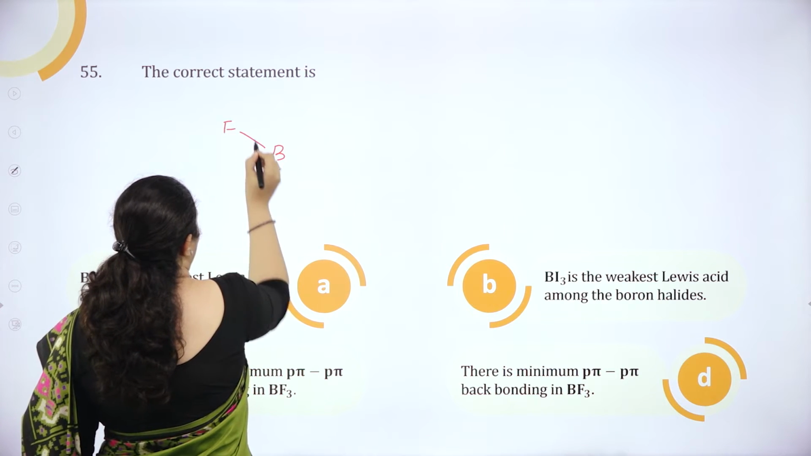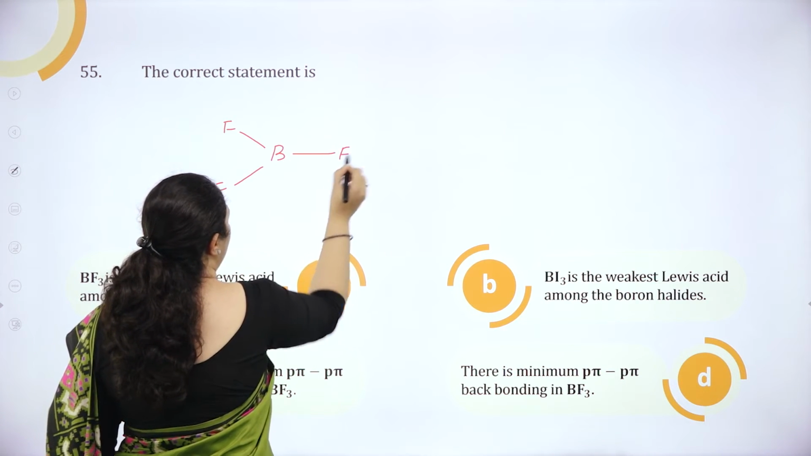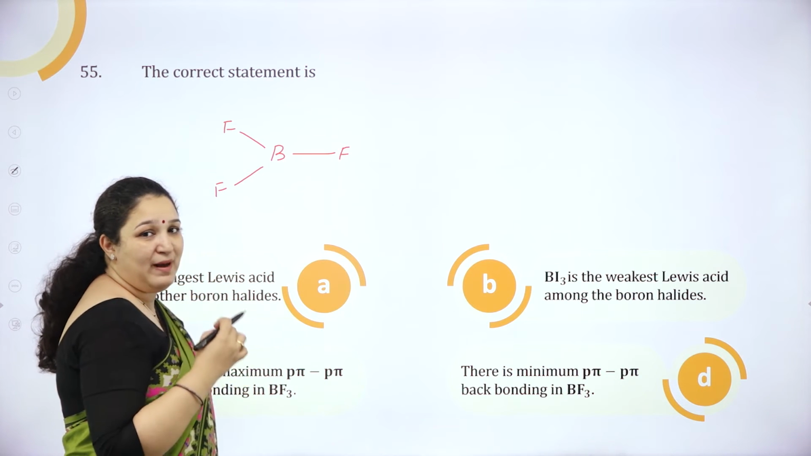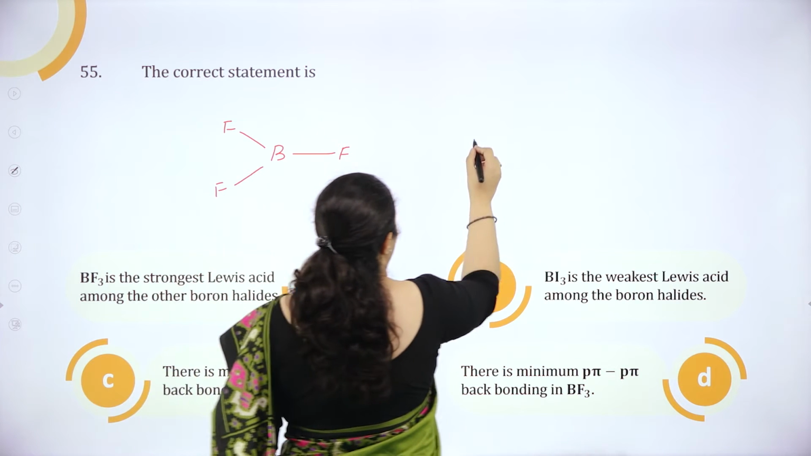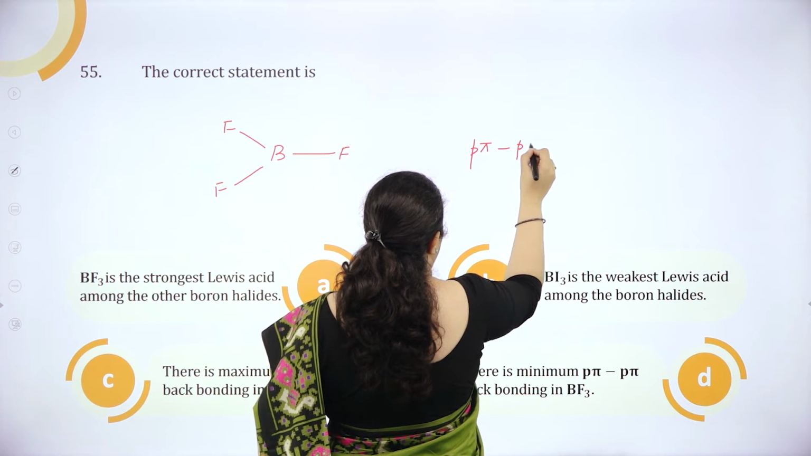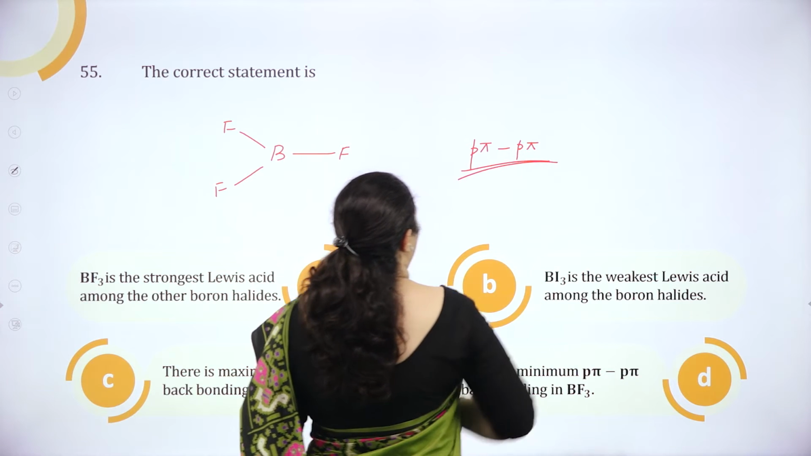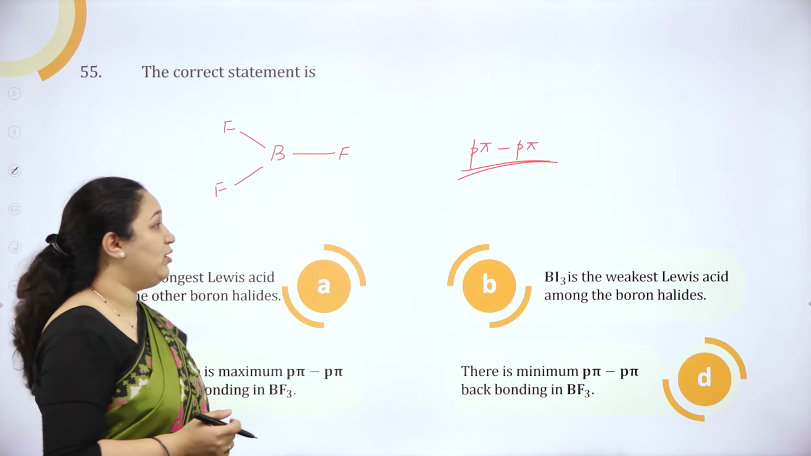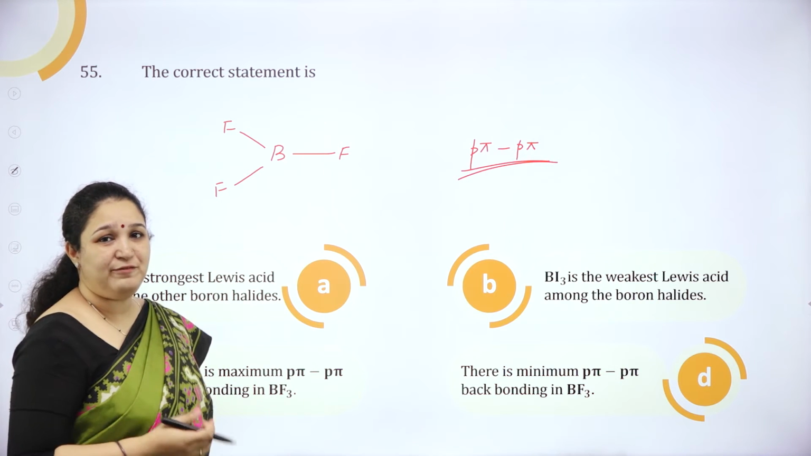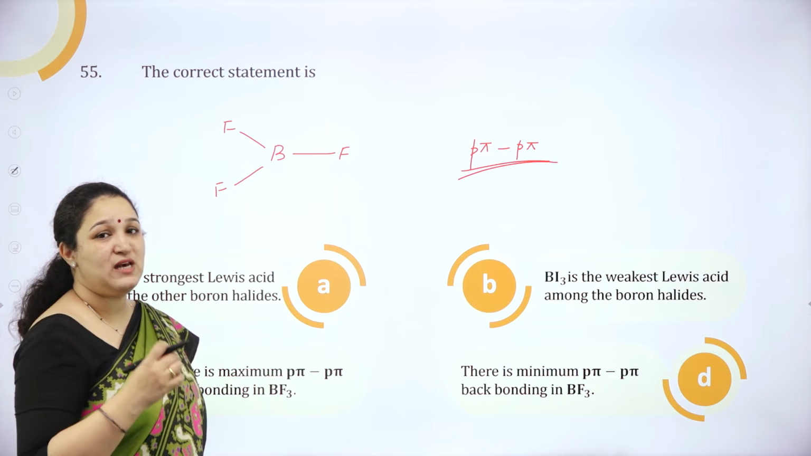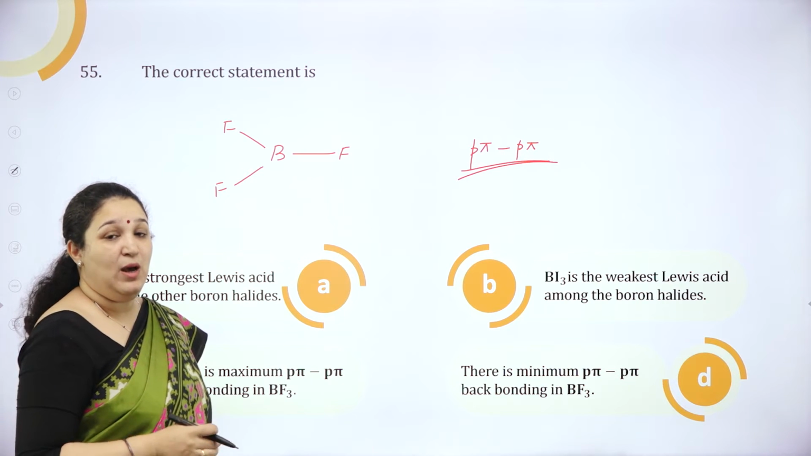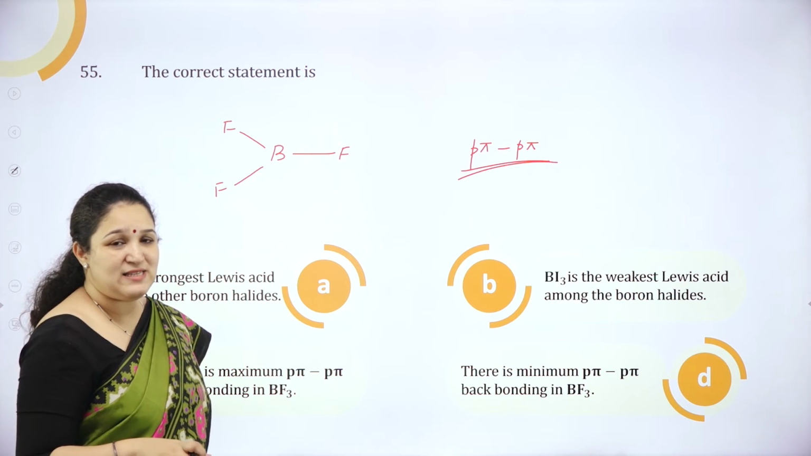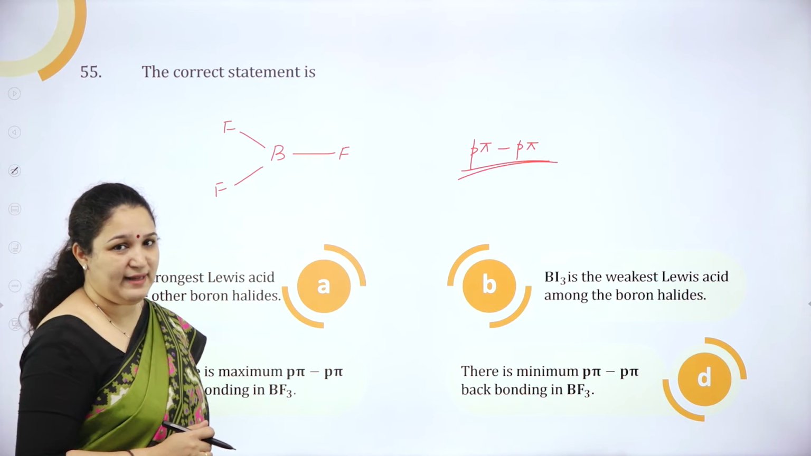Boron trifluoride we have got. Here what happens is there is p-pi back bonding. That is, from boron, the empty p orbital is bonded to fluorine's completely filled p orbital, and that is called p-pi back bonding, because of which BF3 becomes a weak acid compared to other boron halides.